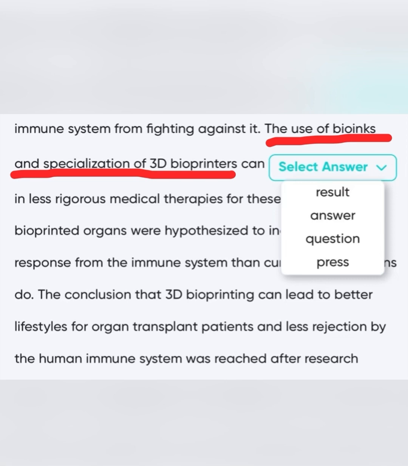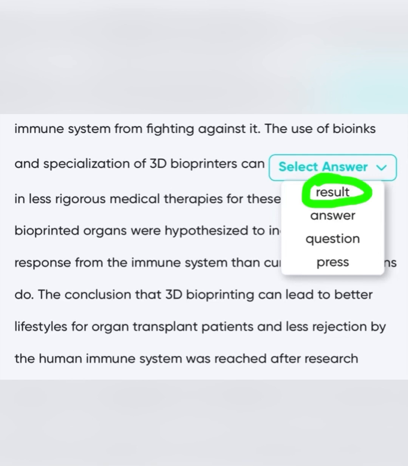So the most suitable answer would be what? The use can result, right? Answer would be result. The use of bioinks and specialization of 3D bioprinters can bring out some sort of result, right? Can result in means after the usage of bioinks and specialization of 3D bioprinters, what will happen? Less rigorous medical therapies will be there for the patients.